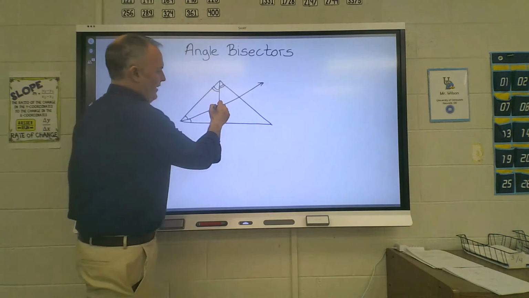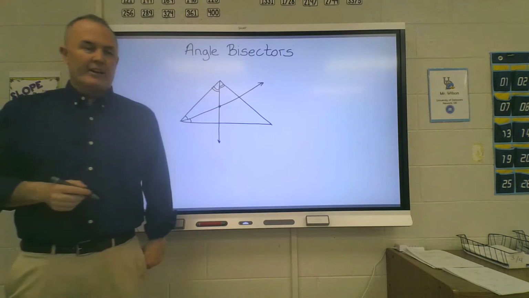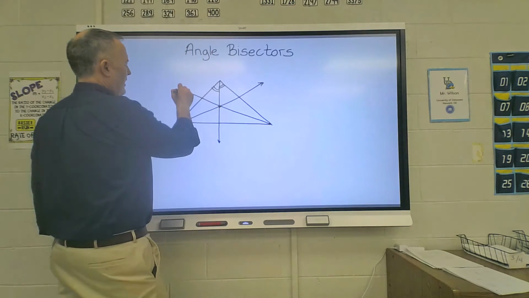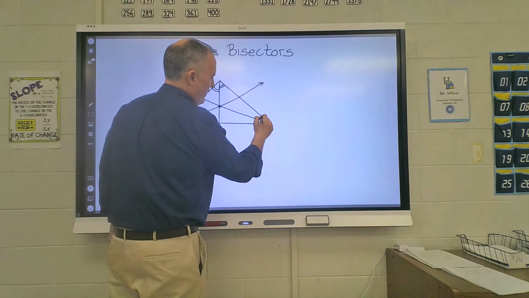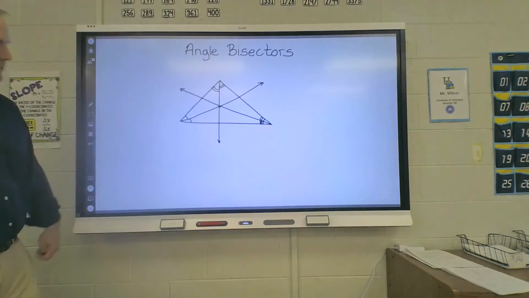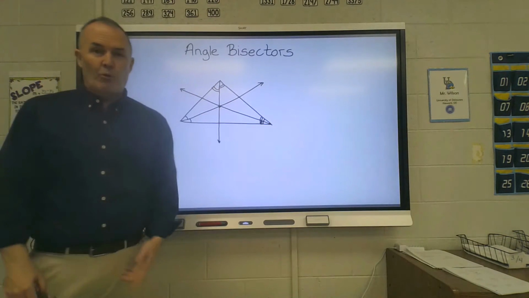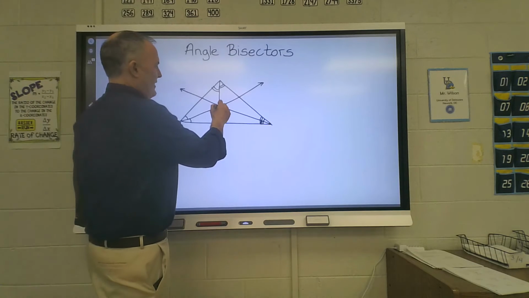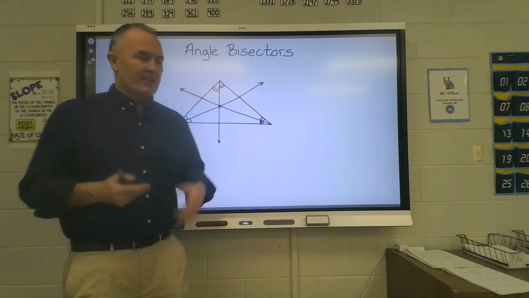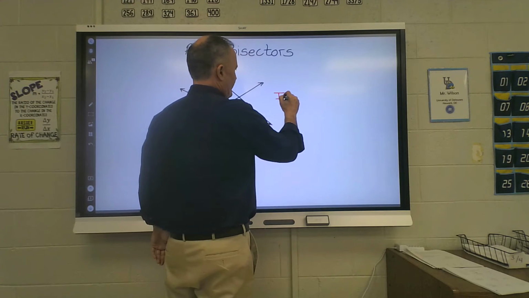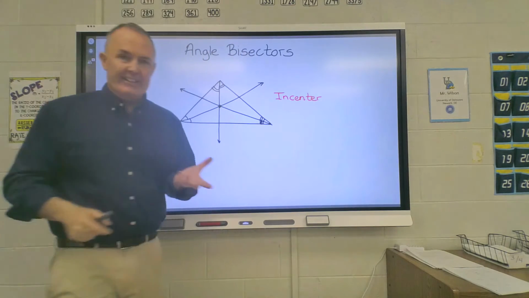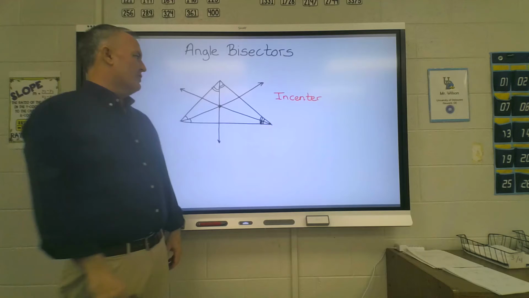We've already found where that point of concurrency is going to be. And then through here, if we divide that in half, draw the third one in there. There we go. So now we have one, two, three angle bisectors. We have another point of concurrency. This one is called the incenter. Because guess what? Guess where it's located? That's right. It's located in the center of the triangle. So we can find the actual center of a triangle.